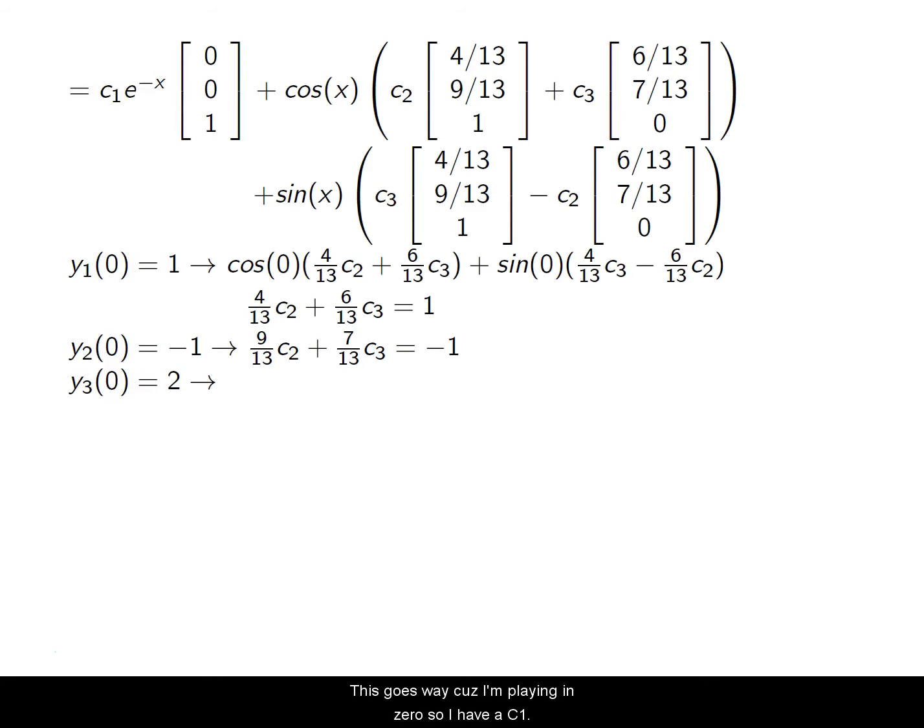This goes away because I'm plugging in 0. So I have C1 plus C2 is 2. Okay, so this is my system of equations that I now need to solve.